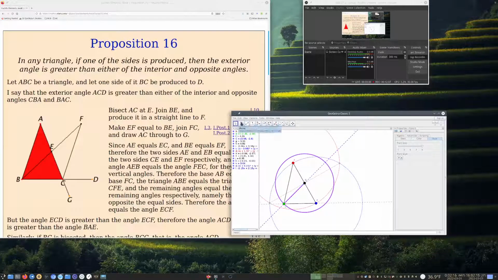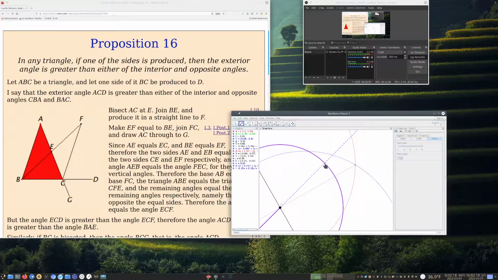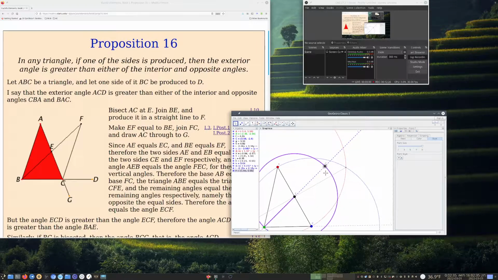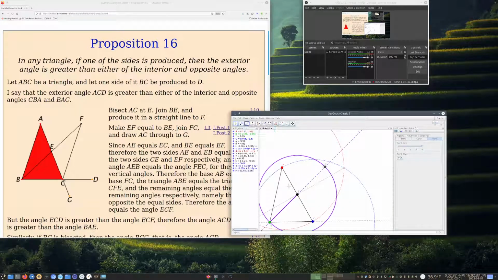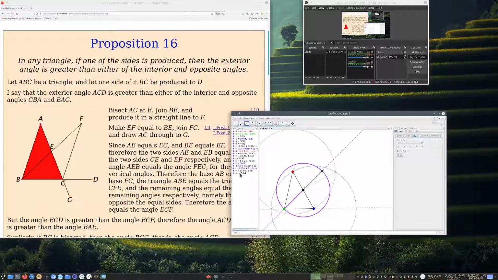Okay, what we need is this point right here. This point is called F, and color, and then I'm having trouble keeping track of this, but show label.